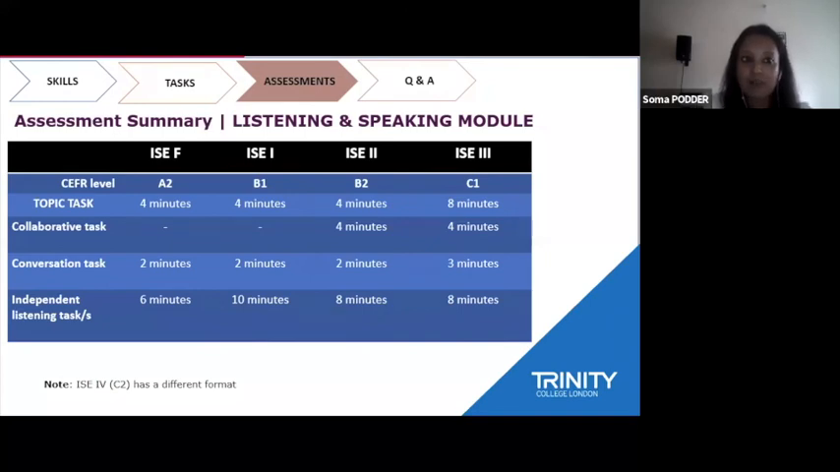The second task that you see here, the collaborative task, gets added from ISC 2 upwards. Again, this is a brilliant task because it replicates how authentic communication is in real life. So the candidate is given a prompt by the examiner. It could be a dilemma prompt, it could be an opinion prompt, and the candidate has to bring the prompt to a logical conclusion. I'm going to read out a prompt for you so you have a sense of what I mean when I say a prompt.